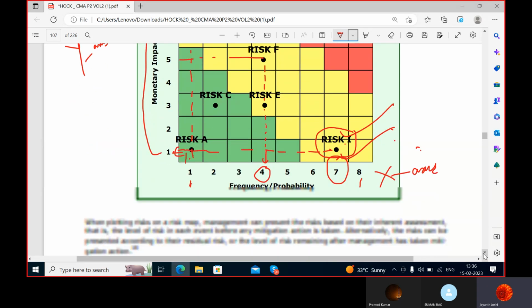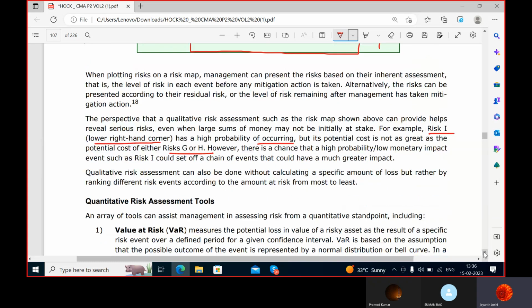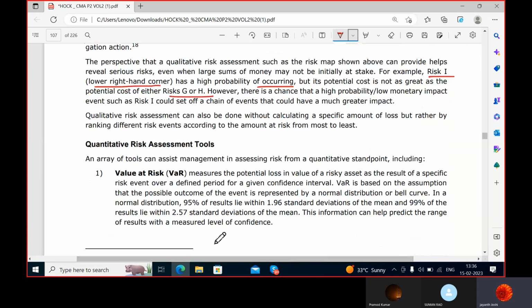Now next one, quantitative assessment tools. So if you want to quantify your risk, how can you do that? See, there should be some methodology to do that, correct? So the first method we are using is VaR, value at risk. See, value at risk is nothing but one of the tools, or one of the methods with which you can quantify the risk.